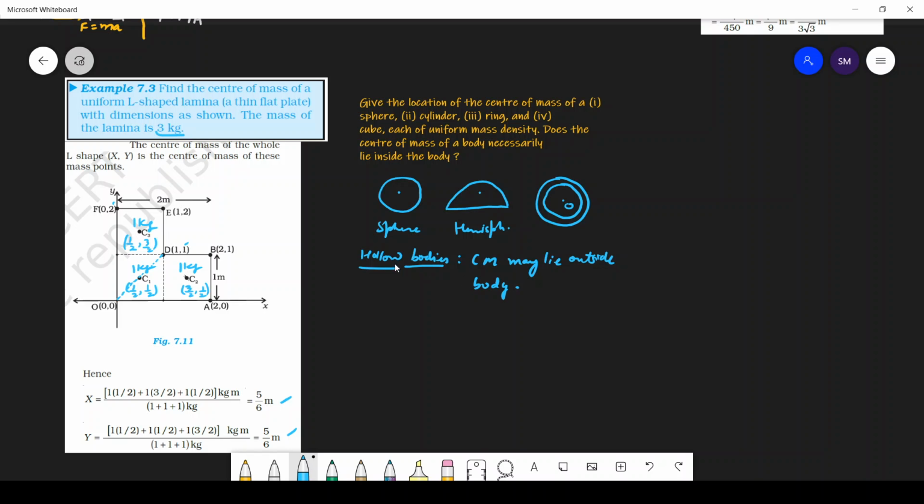Okay, so especially for hollow bodies, the center of mass may lie outside the body. And students, we have formulas for the center of mass for a sphere, we know it is at the center. Cylinder, ring, cube: we know they are symmetrical, so the center of mass will lie at the geometric center for these 3D figures. Okay, now we have the second question.